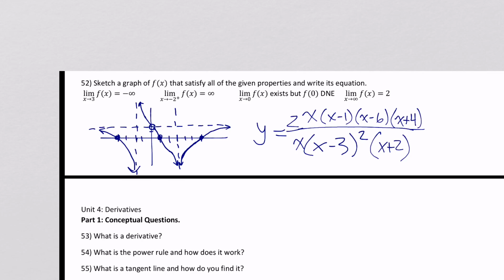And I have a fourth degree function in the top and a fourth degree function in the bottom, which means my horizontal asymptote will occur at my coefficients, which is 2 over 1, so the limit as x approaches infinity is 2, and we are finished. Again, not the only way you could do this, just one possible way. There are infinitely many ways you could have approached this problem.